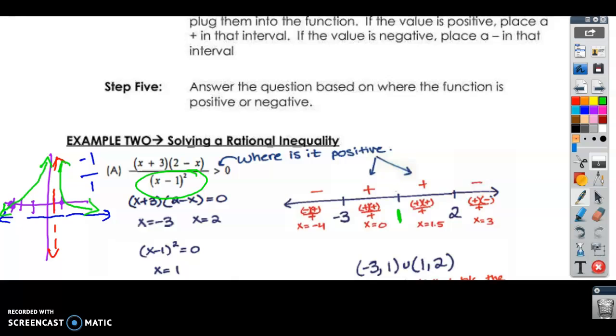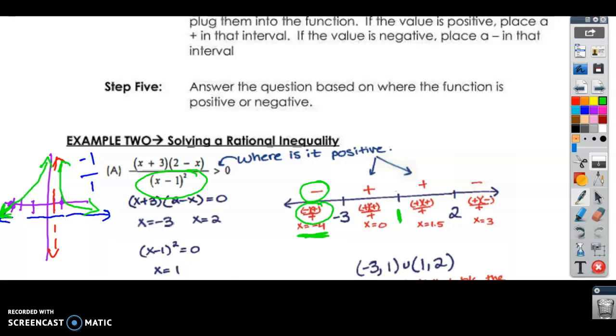All right, so if I go ahead and put in -4, for example, we're going to start with -4. -4 plus 3 is going to be a negative. If I put in -4 in the second one, I'll get a positive. If I put in -4 in the denominator, -4 minus 1, and then square it, I get positive. And if I look at these signs, a negative times a positive and then divide by a positive, I'm going to overall get a sign of a negative for that value, which makes sense because over here, if I look at the graph, it's below the x-axis.